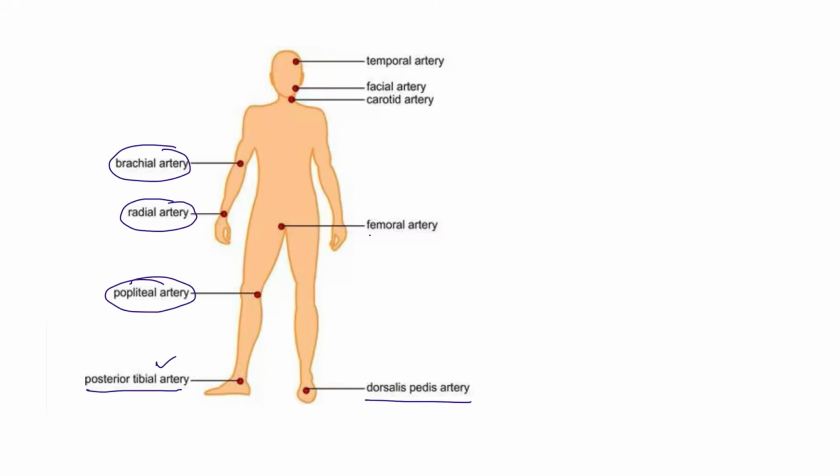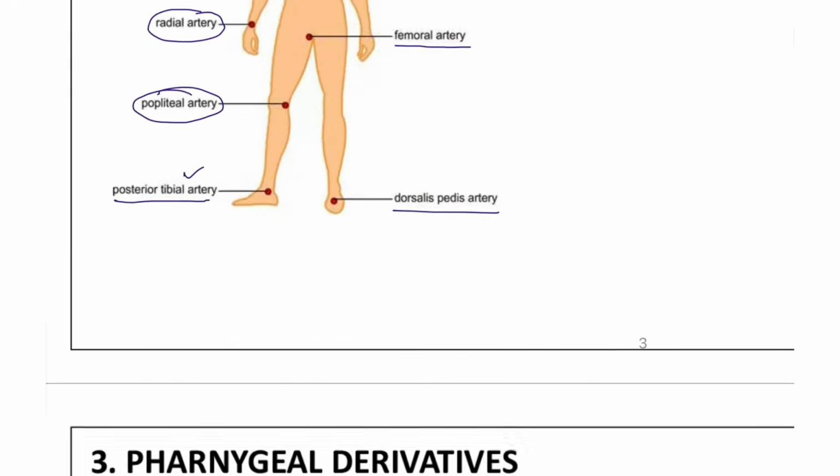And next, in the inguinal region, it is the femoral artery. On our forehead, it is the temporal artery, and nearby the chin it is the facial artery, and then in the neck it is the carotid artery. Image based questions can be expected here.